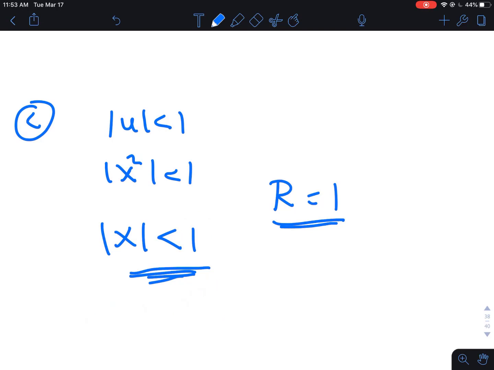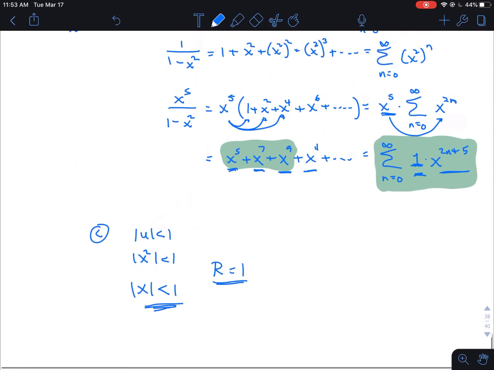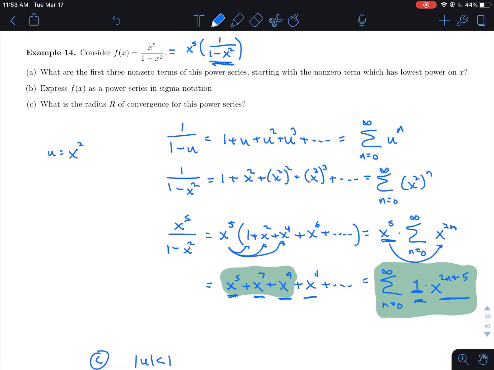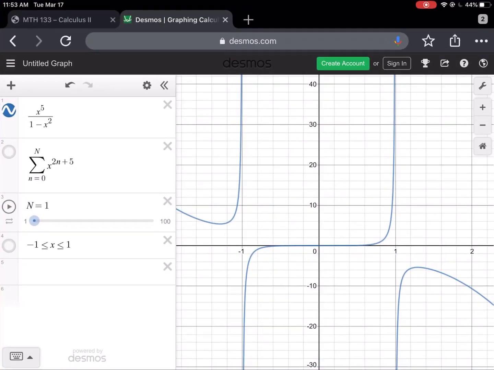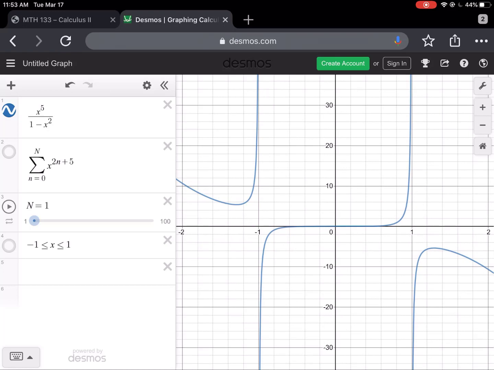All right, so we're still getting used to these things. I'd like to show you on Desmos what we've accomplished. So I've graphed it here. I have our original function, x to the fifth over 1 minus x squared. We can see by our graph here that it has a few asymptotes, at 1 and at -1. And then I went ahead and plotted our answer. That's the green one here.